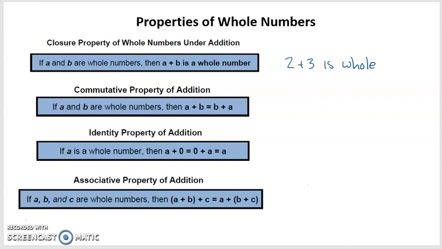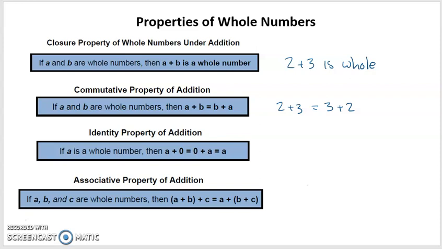The commutative property. If A and B are whole numbers, then A plus B equals B plus A, or in other words, if I take 2 plus 3, that's the same as 3 plus 2, and both of those would equal 5.